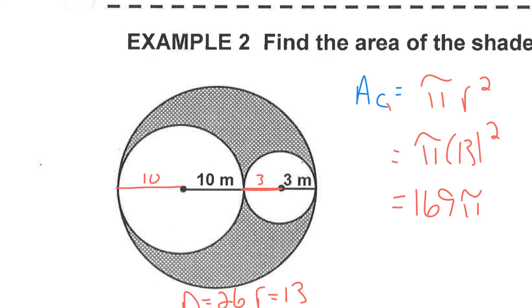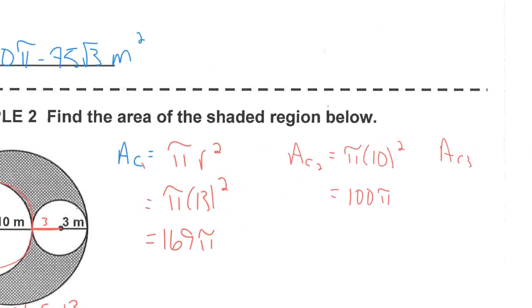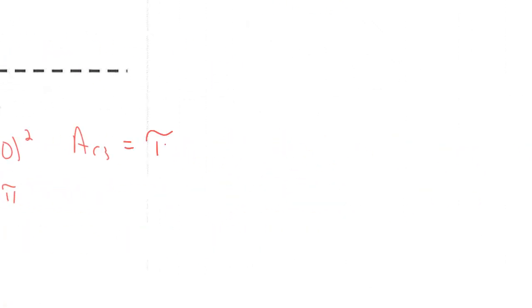This is a little bit easier. I'm going to pick whichever one. I'm going to use this one. They told us the radius is 10. Pi times 10 squared is 100 pi. Then we have the area of circle 3. Looks like its radius is 3. Pi times 3 squared. We've seen that a couple of times, which is 9 pi.